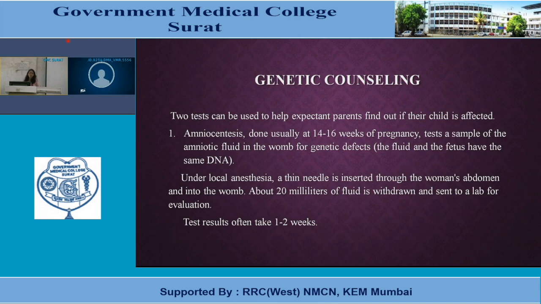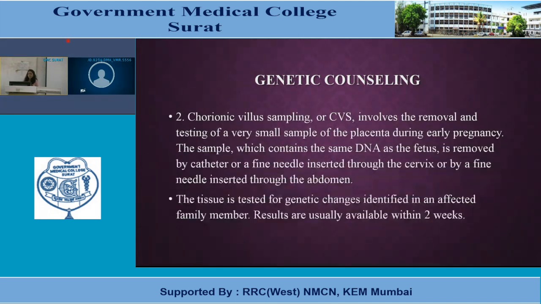Second, chorionic villus sampling, or CVS, involves the removal and testing of a very small sample of the placenta during early pregnancy. The sample, which contains the same DNA as the fetus, is removed by a catheter inserted through the cervix, or by a fine needle inserted through the abdomen. The tissue is tested for genetic changes identified in affected family members. Results are usually available within 2 weeks.